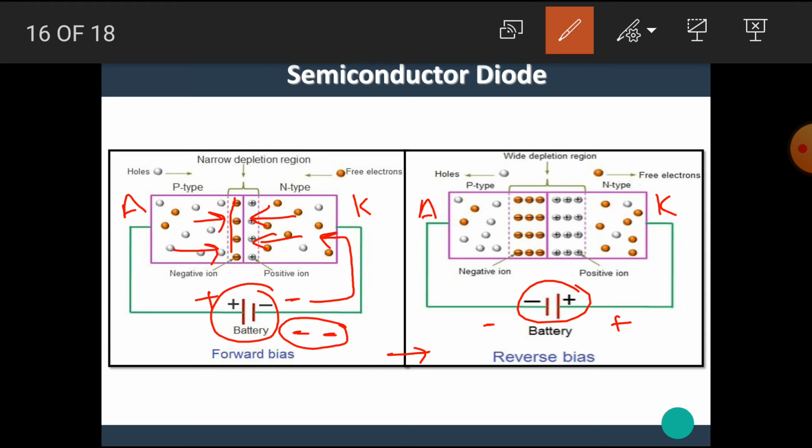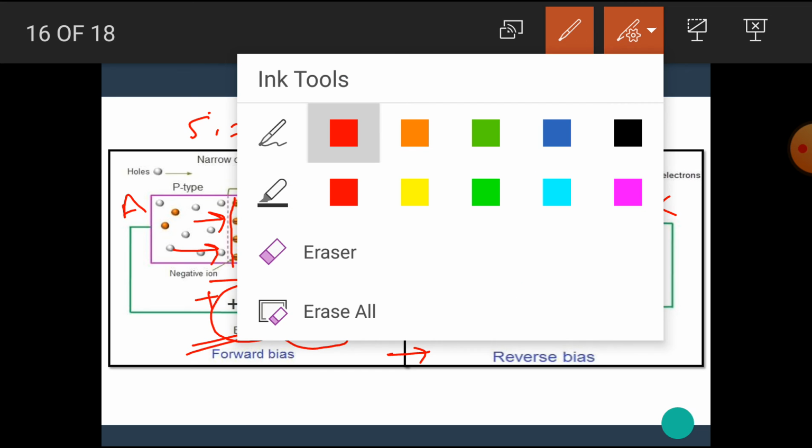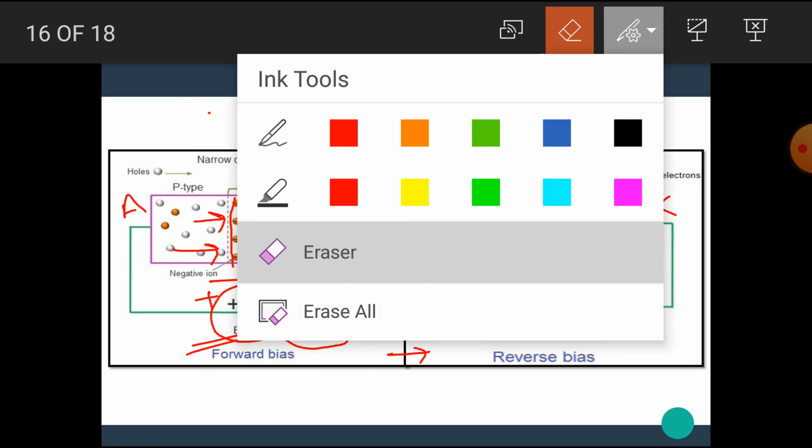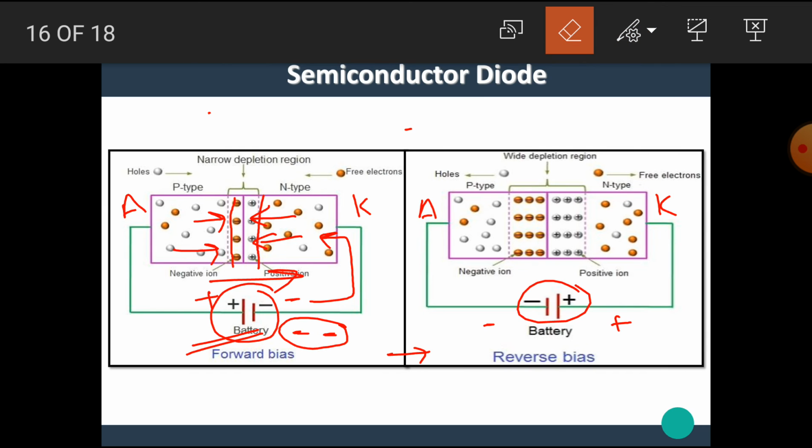This causes a reduction in the width of the depletion layer, and above the value of the barrier potential, the forward voltage, the diode starts conducting. The value of the barrier potential for silicon is 0.7 volt, and for germanium it is 0.3 volt. Now what happens in the reverse bias condition? Let's see.